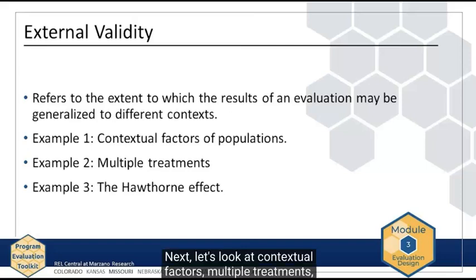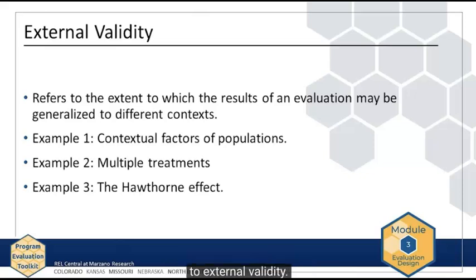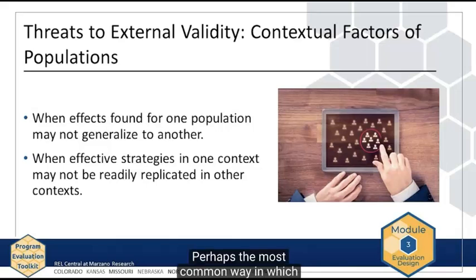Next, let's look at contextual factors, multiple treatments, and the Hawthorne effect as common threats to external validity. Perhaps the most common way in which an evaluation lacks external validity or generalizability is different contextual factors between the sample in the evaluation and a population to which one wants to generalize.